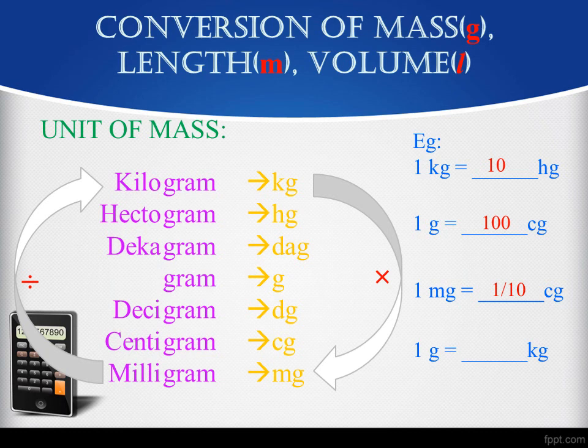Next one, 1 gram equals dash kilogram. Gram is the smaller unit and kilogram is the bigger unit. Now we are converting from a smaller unit to a bigger one, so we have to divide by 10 at each interval. How many intervals are there? 1, 2, 3. Three means we multiply 1 by 10 into 1 by 10 into 1 by 10. We'll get 1 by 1000.